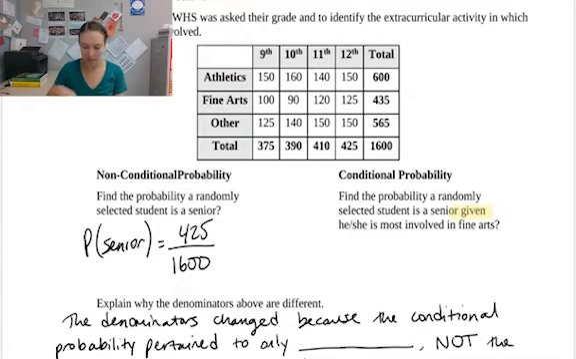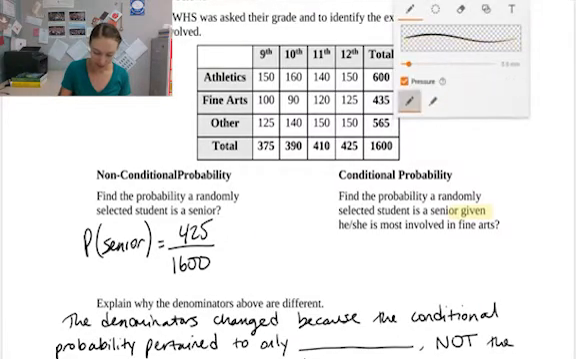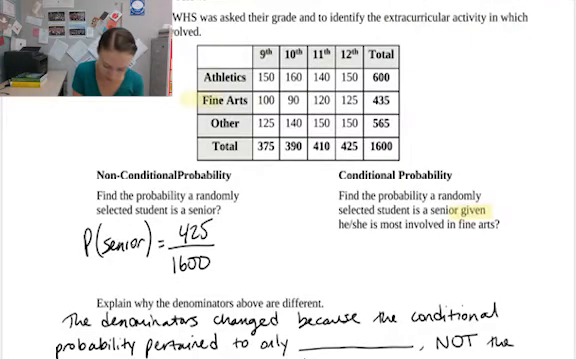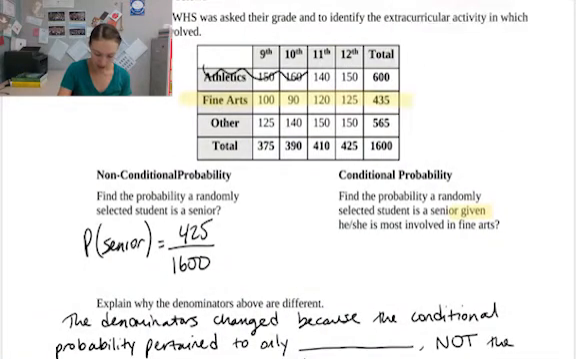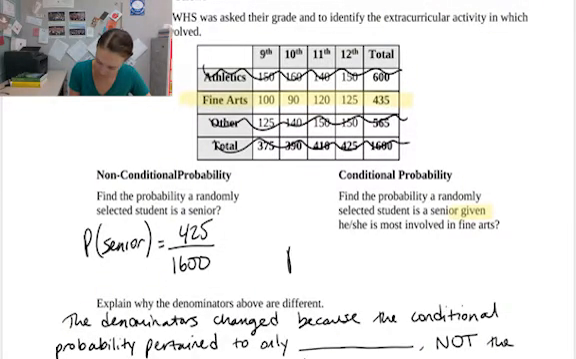But if I'm given the information that the senior is most involved in fine arts, we know that is a fact, then I'm only going to use, and let me get my highlighter, these numbers. I'm not going to use any of the other numbers. So at this point, I don't care about any of these numbers. I only care about the fine arts. And the way we write this, actually we'll go over notation in a second. If you forget the notation, you can just write it in words.